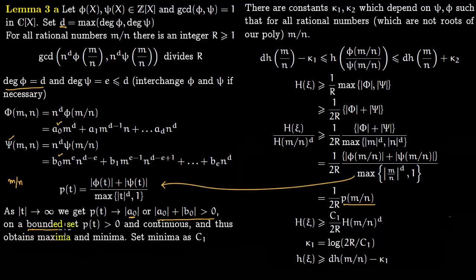So this is as absolute value of t is going to infinity. If you're working on a bounded interval, then you see that this is continuous here, continuous here, and continuous here, and all these values are positive. So the function p of t is also continuous and it is positive, that is greater than 0, and it is continuous on a bounded set, so it will attain its maxima and minima by the Bolzano-Weierstrass theorem. Therefore you can just set some minima as equal to c1, and that's precisely what we did. We set the minima as greater or equal to c1, and we used that right here.